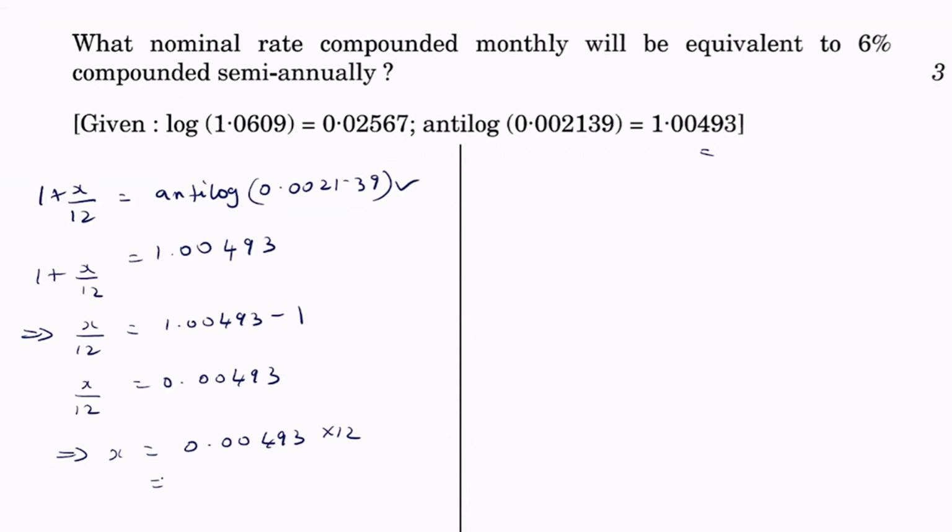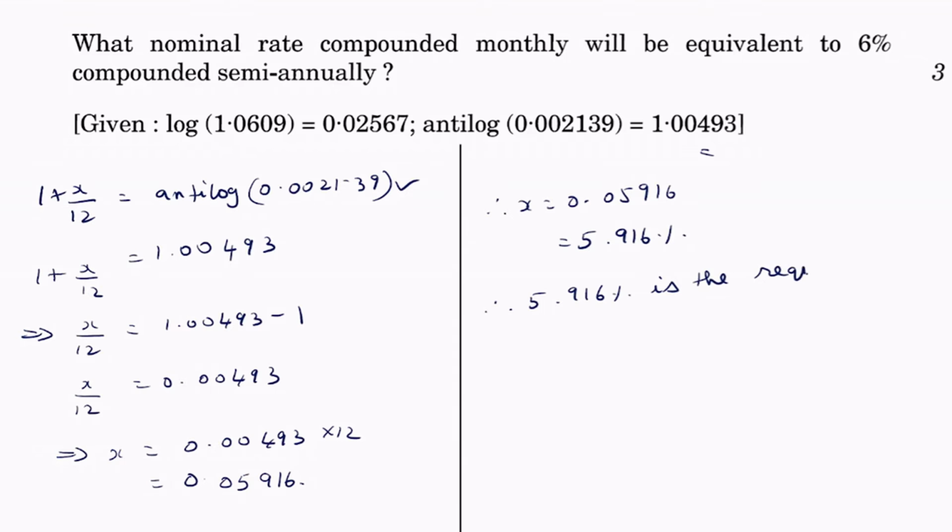So this is 0.00493 into 12. When we multiply, we get it as 0.05916. Therefore, we got x as 0.05916, or it is equal to 5.916%. Therefore, 5.916% is the required nominal rate.